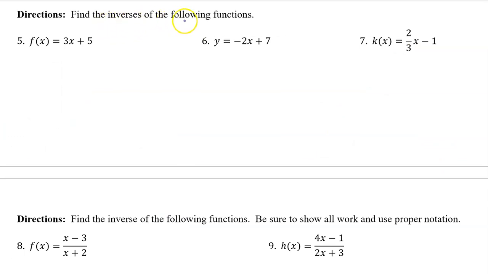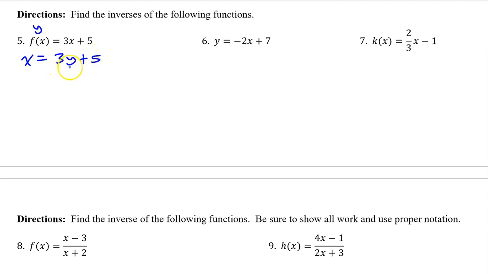Find the inverses of the following functions. F of x is another name for y. The first step of finding the inverse is to switch x and y. So we get x is equal to 3y plus 5.